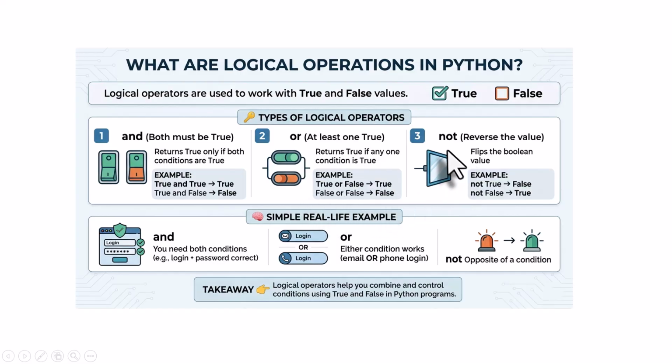And the other logical operator is NOT. It reverses the value, that is, it flips the Boolean value. For example, not true equals false. Similarly, not false equals true.